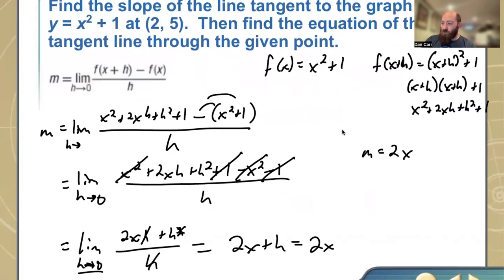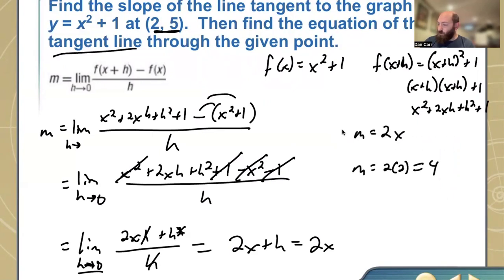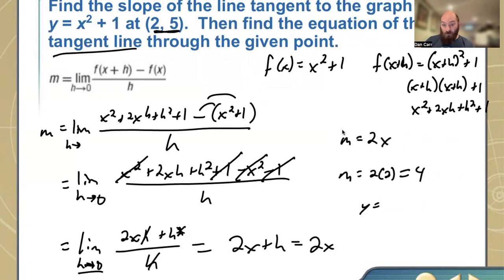Since we're going through the point (2, 5), the slope is equal to 2 times 2, which is equal to 4. Once we have the slope, we want to find the equation of the tangent line that goes through the point. I'm going to need a little more space here, so I'll bump that up a bit. My equation is going to look like y equals mx plus b, so it's 4x plus b. And since I have the point (2, 5), we'll say 5 is equal to 4 times 2 plus b.